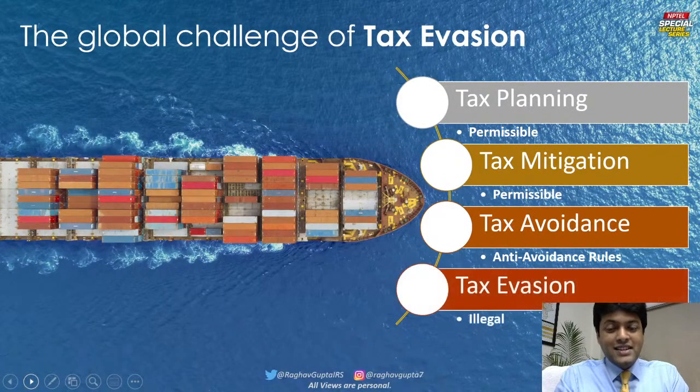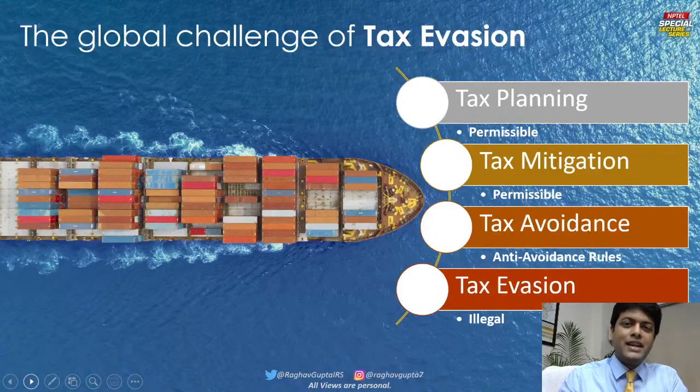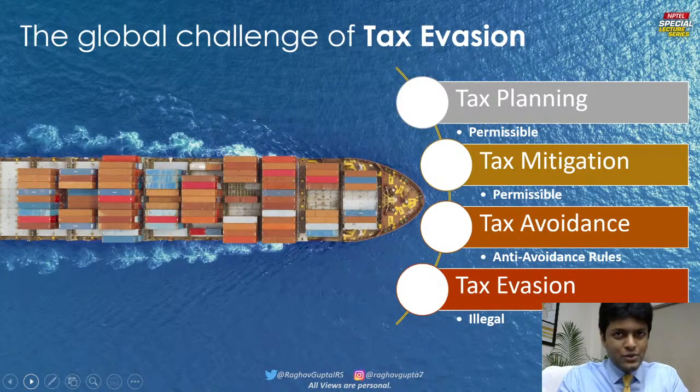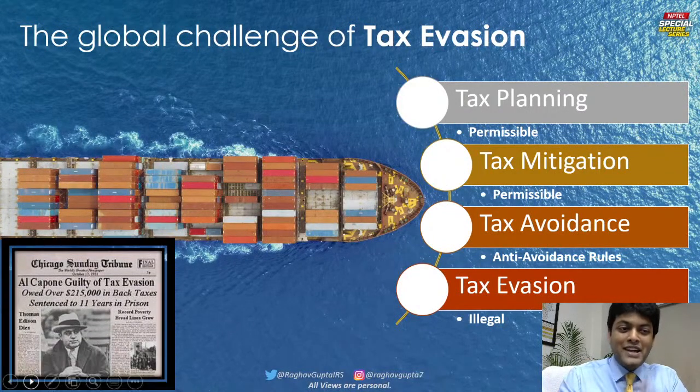And the next stage, and the final stage, is tax evasion. Now, tax evasion per se is illegal, outright, and most statutes in the world, including India, list it as a criminal or a punishable offense. So here we'll take a pause and look back into history.